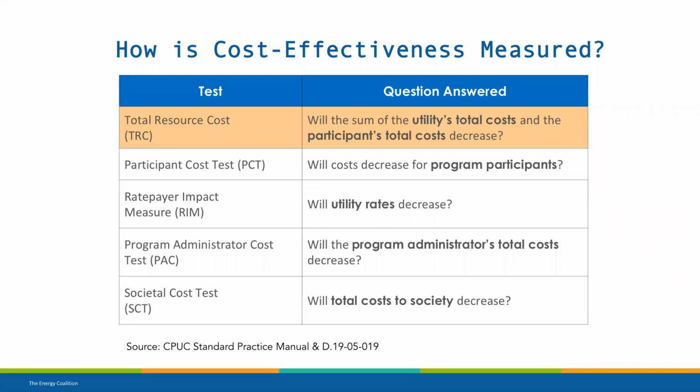You have the participant cost test, which looks at whether cost will increase or decrease specifically for the program participants. The ratepayer impact measure, which determines how costs will affect utility rates. And the societal cost test, which looks at total cost to society based on program impacts. But what we're here to talk about today is the total resource cost, which looks at cost benefit from the utility and its ratepayers and the participants' combined perspective. So it's the only test that tries to look at two perspectives at once. And the total resource cost is important because the TRC is the cost effectiveness test required for all demand-side programs in California.